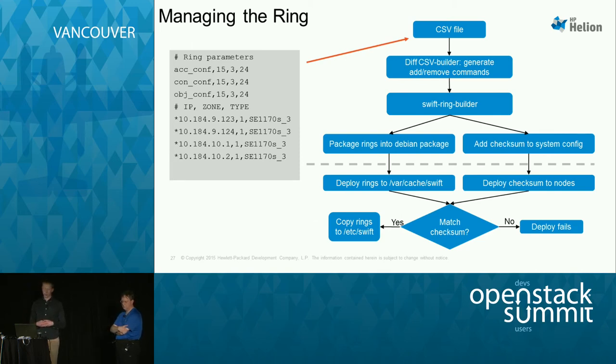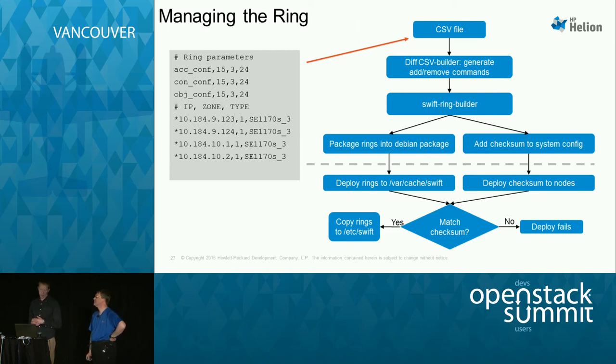It involved putting a wrapper around the Swift Ring Builder and also the use of CSV files. So if you look here to the left, you can see a sample of one of our CSV files. This CSV file represents what we'd like our rings to look like. You can see the first three non-commented lines are three rings, the account ring, the container ring, and the object ring in this case.